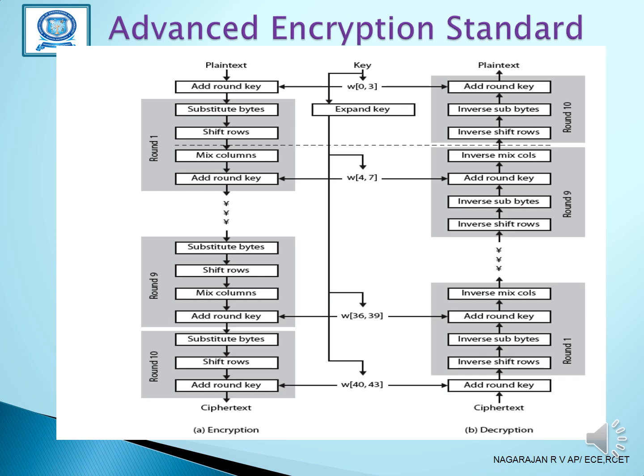We have 10 rounds for the AES algorithm. After completion of the 10 rounds, the plain text is converted into ciphertext. This is for encryption. Similarly, we are using these in the decryption side.